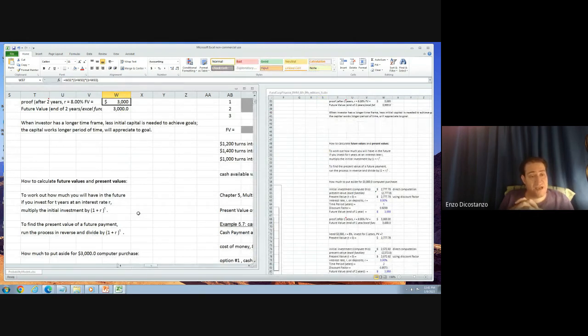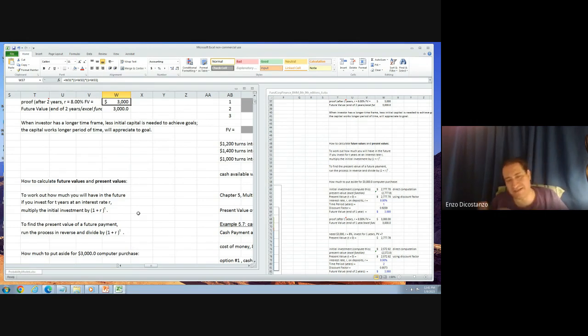Then it says to work out how much you'll have in the future if you invest for 2 years at an interest rate of R, multiply the initial investment by 1 plus R to the T power. So that's a very general way. And for the present value, you divide; for the future value, you multiply by that factor. But again, you got to get a sense of how that all happens.